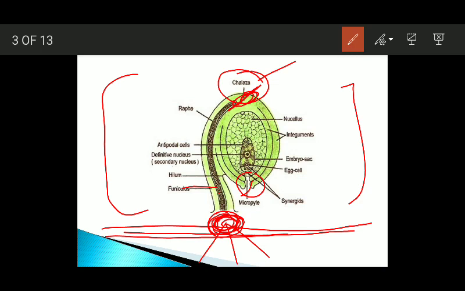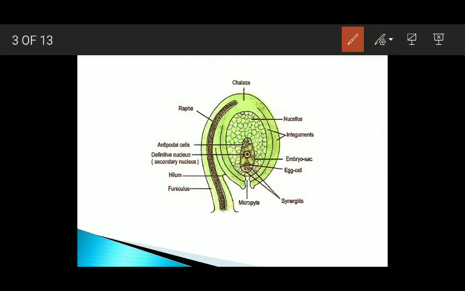Okay, this chalaza represents the basal region of ovule, but here you are able to see it is at the top. Reason being, this ovule has rotated, it has turned upside down, so that micropile has come to lie next to the funiculus and chalaza has assumed a top position. Okay, I will go into the details once again.